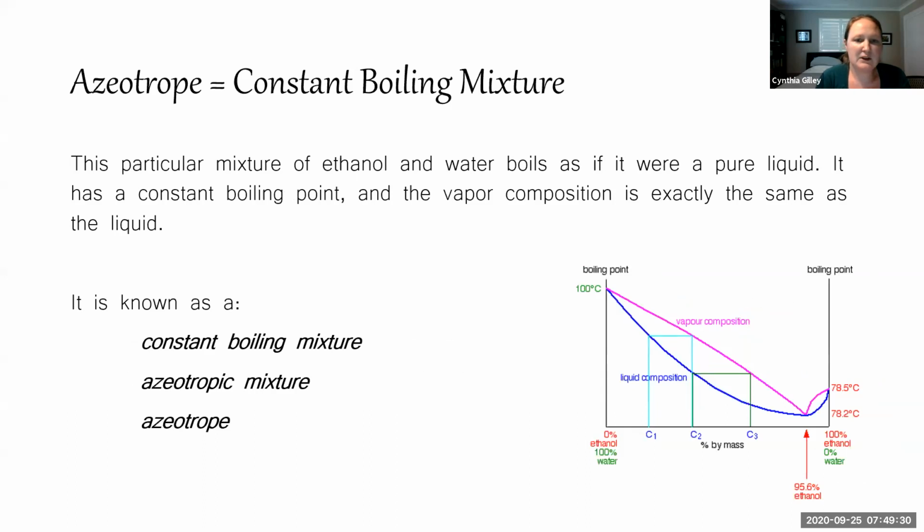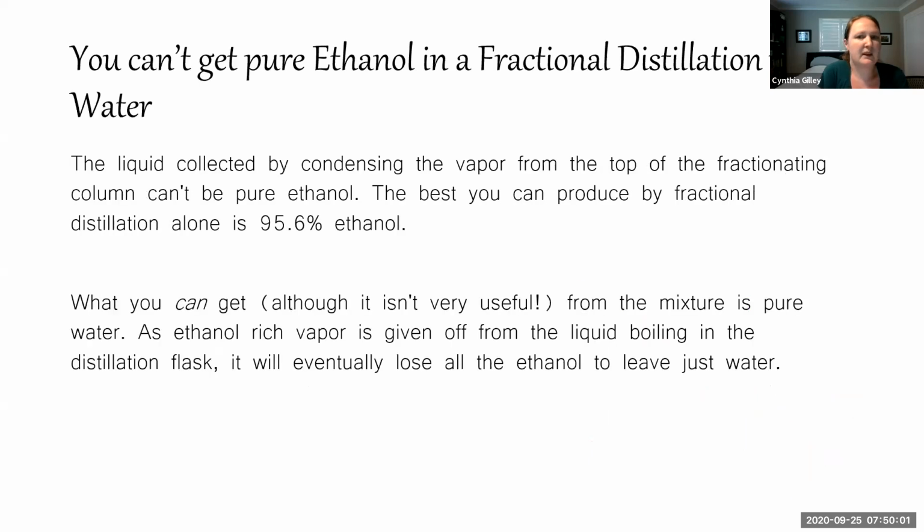So this particular mixture of ethanol and water boils as if it were a pure liquid. This point here boils as if it is a pure liquid because the vapor above the liquid is the exact same composition. It has a constant boiling point, and the vapor composition is exactly the same as the liquid. So it is known as a constant boiling mixture, an azeotropic mixture, or simply an azeotrope. Bottom line, you can't get pure ethanol in a fractional distillation with water.